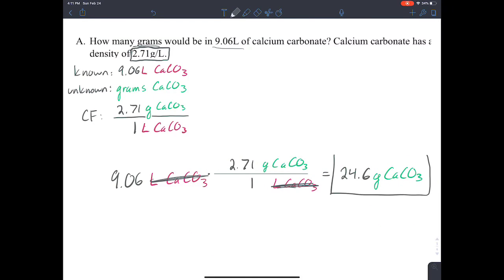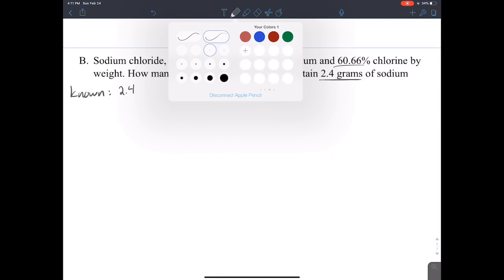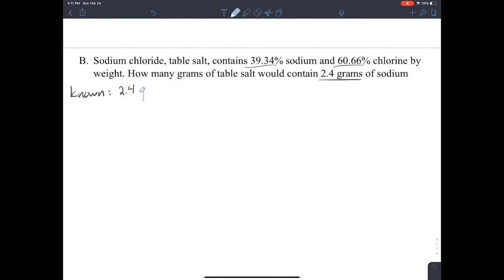Okay, so this is your answer here, 24.6 grams. We'll use a density to go between those. Now, this one took a little bit of extra thinking, but I think that's dope. So, our known. We have these percentages up here, which might throw you off a little bit, but they still are known. How many grams of table salt would contain 2.4 grams of sodium. So our known is 2.4 grams of sodium.